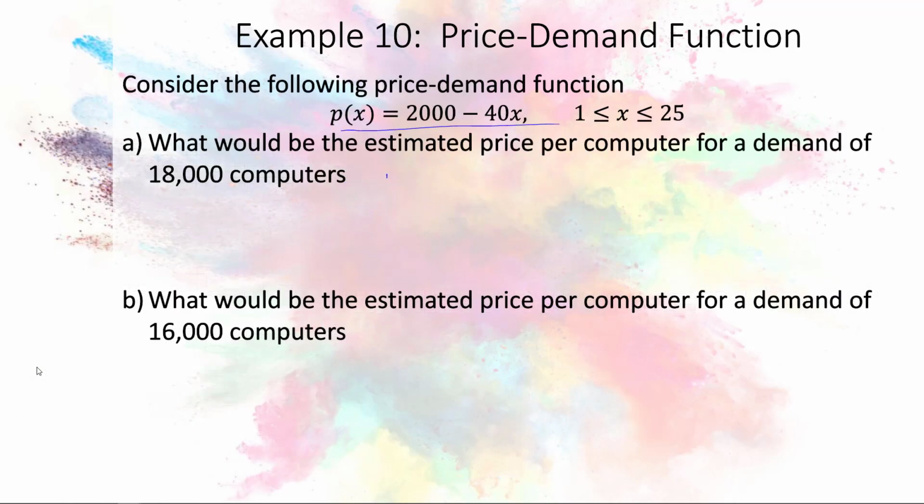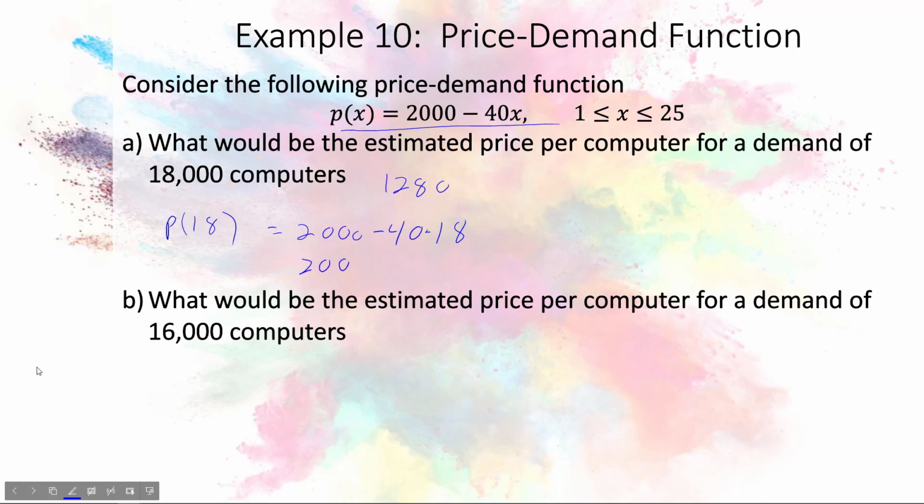Well, let's make sure. P of 18,000, or P of 18, because this is in reference to thousands of computers, that is going to be 2,000 minus 40 times 18. Okay, that is going to give us 2,000 minus 720, and you guessed it, that's 1280. So it does work out.